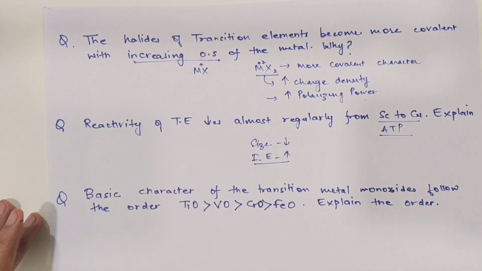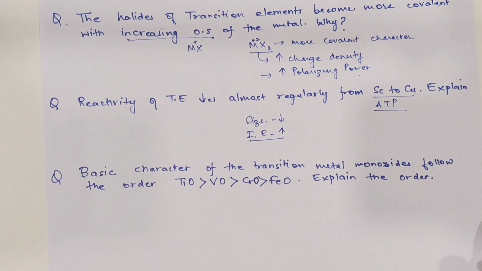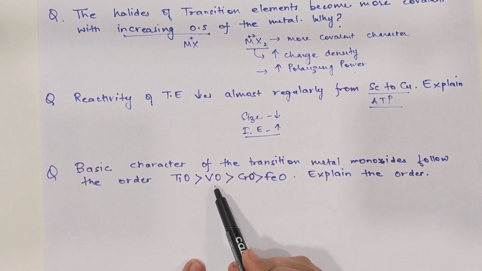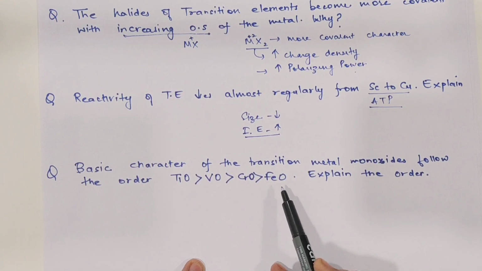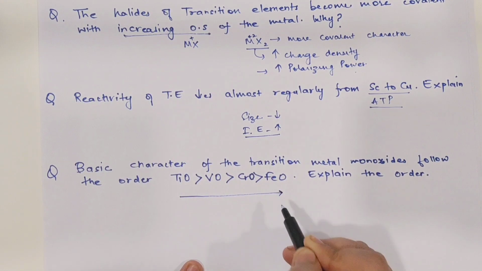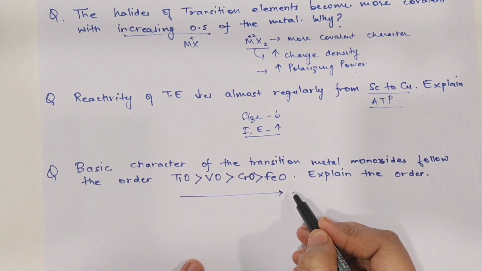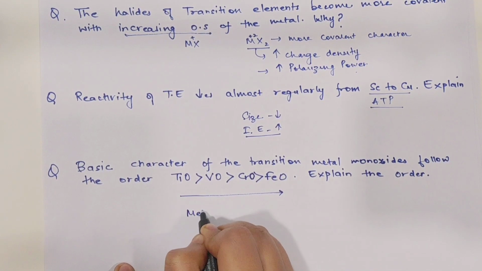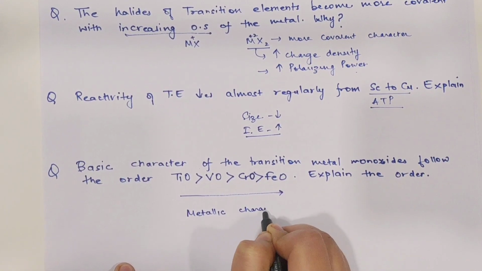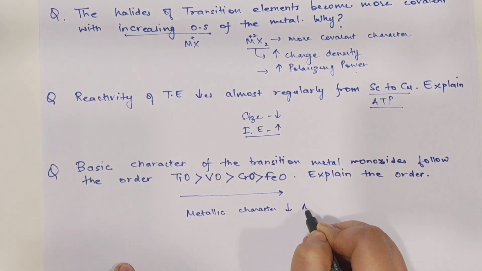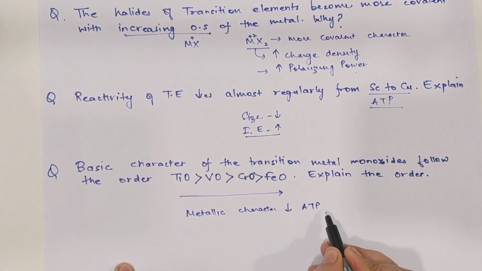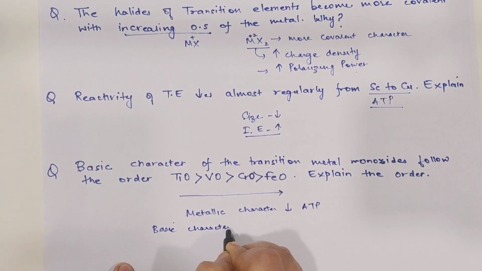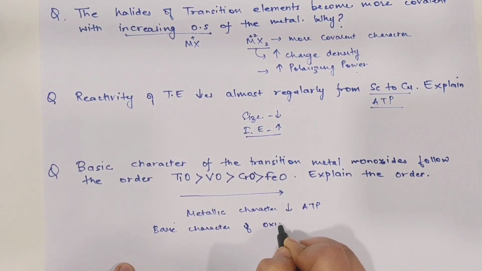Okay. Next up is the basic character of the transition metal monoxides. Follow the order: titanium oxide, vanadium, then chromium oxide, then iron oxide. As you can see, this is along the period situation. If this is along the period, basic character decreases. That is because metallic character decreases along the period. If metallic character decreases along the period, obviously the basic character of oxides would also decrease.